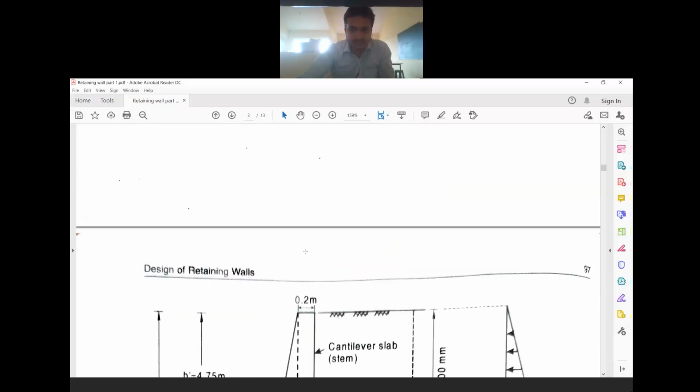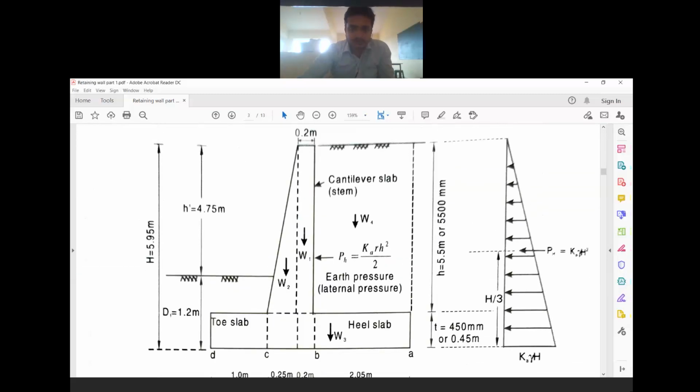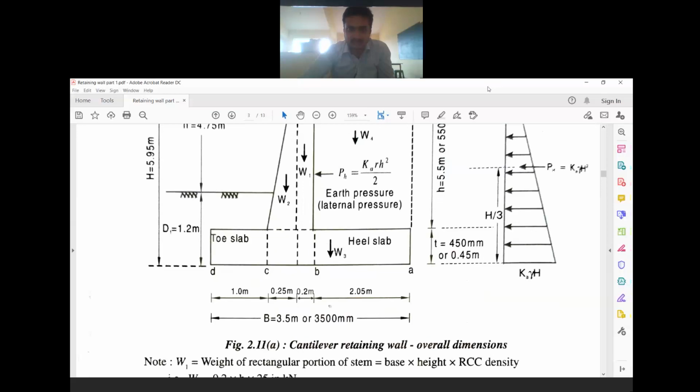So let me show you in the diagram. So this is the base slab. So you can observe the base slab of the retaining wall. So thickness T is taken as 450 mm. That is what we have calculated. Next thing is we have calculated the width of the base slab. So this is the width of the base slab, which is taken as 3.5 meter. Okay. So overall height we have calculated, and thickness of the base slab is calculated, and width of the base slab is calculated. Okay.